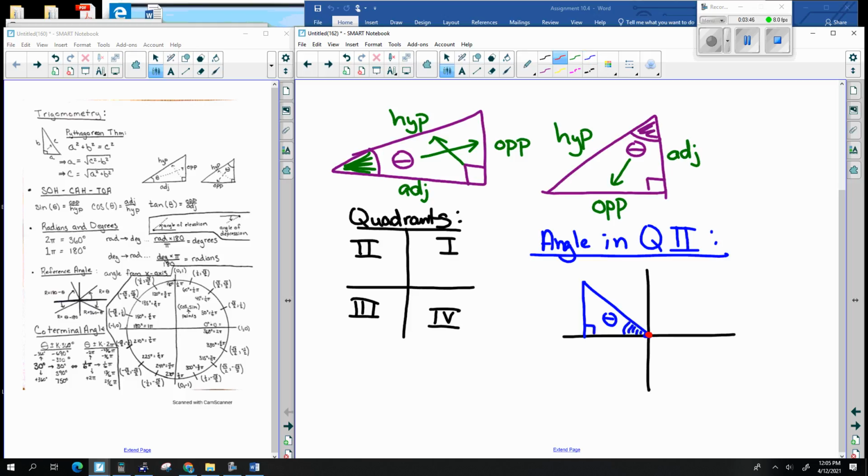If it's in quadrant 1, this is what it looks like. This is your theta. If it's in quadrant 3, this is your picture right here. This is theta. And if it's in quadrant 4, here's your picture. Again, straight down. This is your theta. It's one of those. That's what we're talking about.